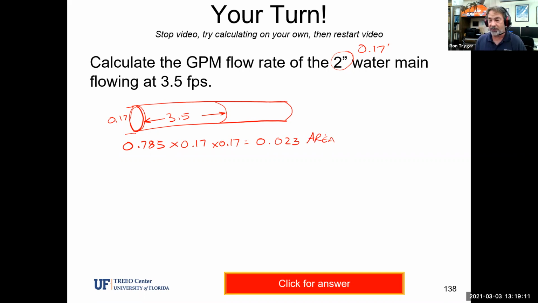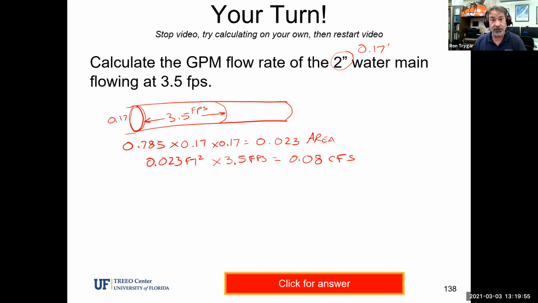Now, how do we figure out cubic feet per second? We know that we have 3.5 feet per second, and now we need to figure out cubic feet per second. So 0.023 feet squared multiplied by 3.5 feet per second should give me cubic feet per second. So 0.023 times 3.5 gives me 0.08. We don't need to go any further than that. This is 0.08 cubic feet per second.